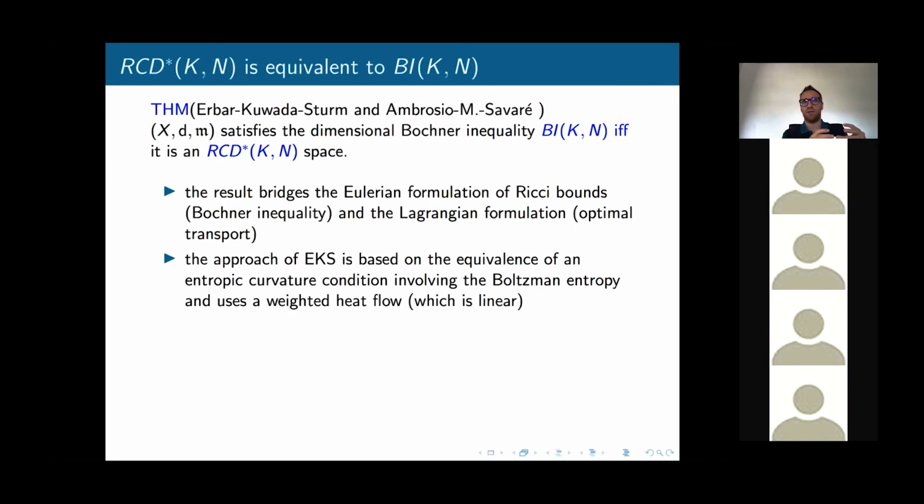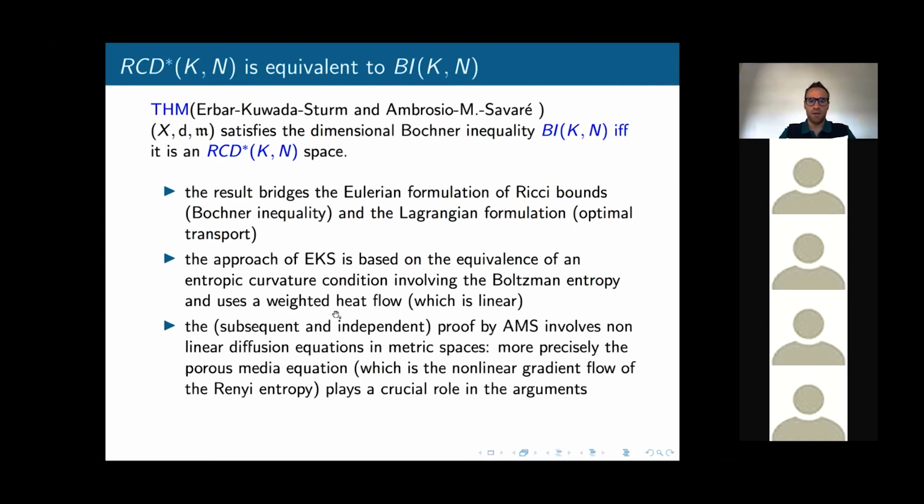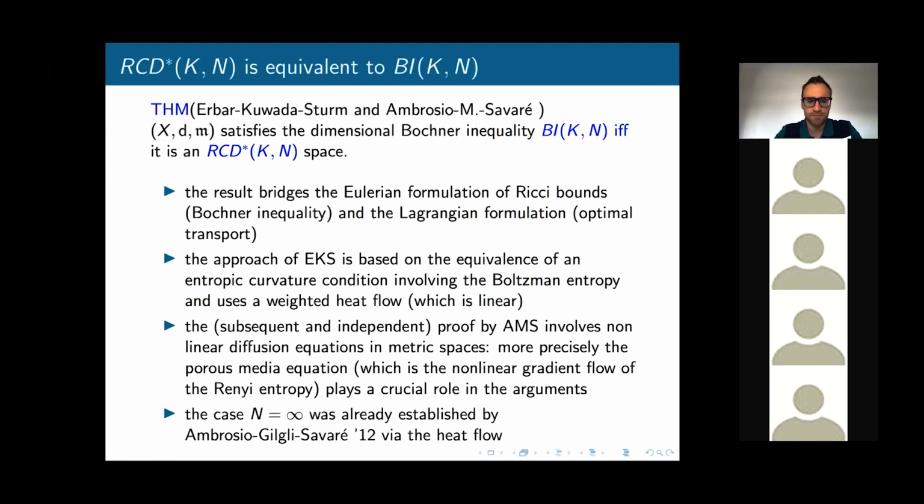So it is using very much weighted linear flows, while the approach of the Italian team is, say, more nonlinear in nature, because it is using nonlinear diffusion equations in metric spaces, and more precisely, it is using the porous media equation, which is the nonlinear gradient flow of the Riemannian entropy, as a bridge between the Bochner inequality and the RCD star Kn condition.